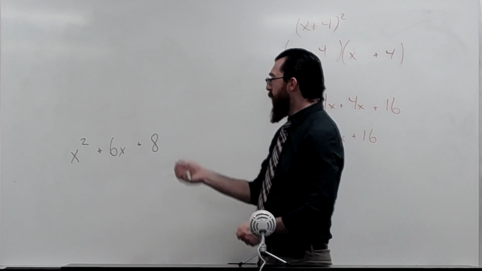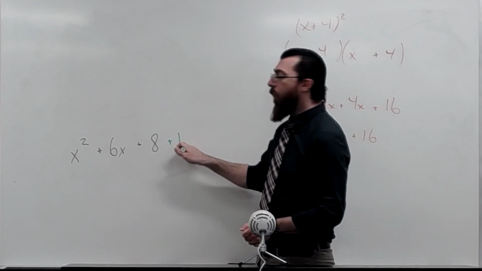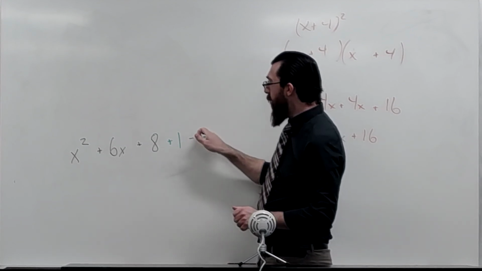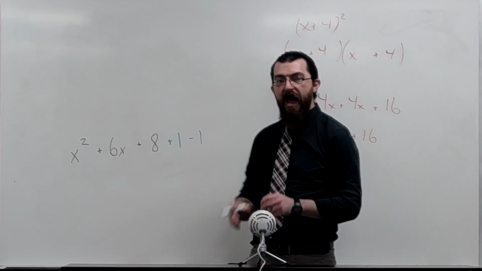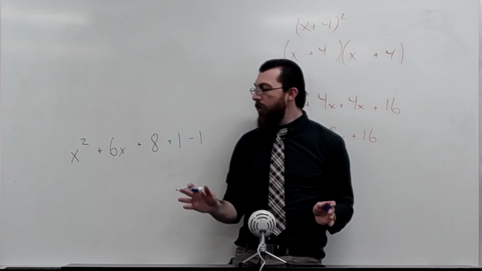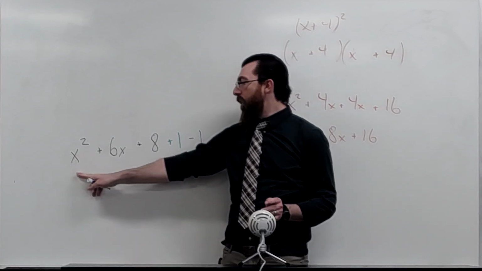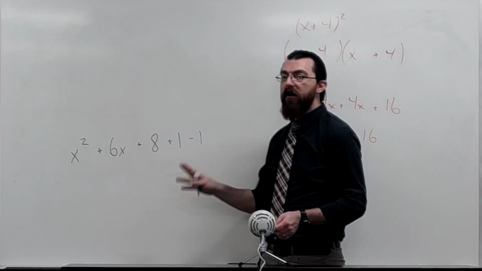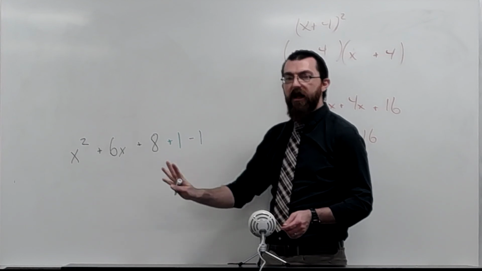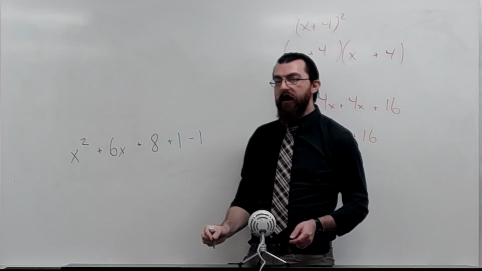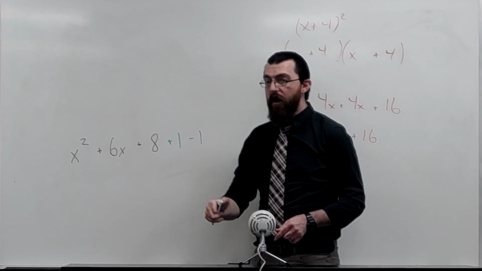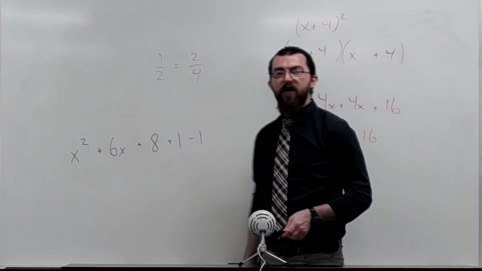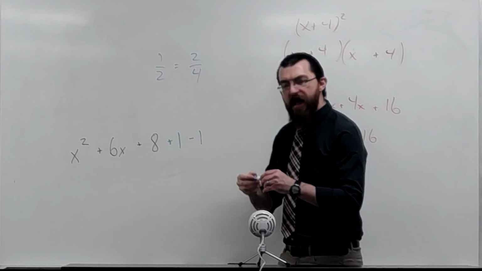If I were to add 1 and then immediately take away 1, I haven't actually changed anything. This is still x squared plus 6x plus 8, because 8 plus 1 minus 1 is still 8. Nothing has changed. All that has changed is the way that it looks. It's kind of like turning 1/2 into 2/4. It's still the same thing, it just looks different.